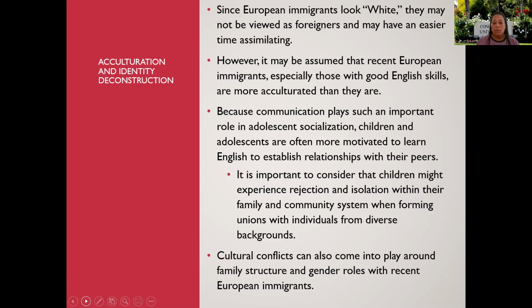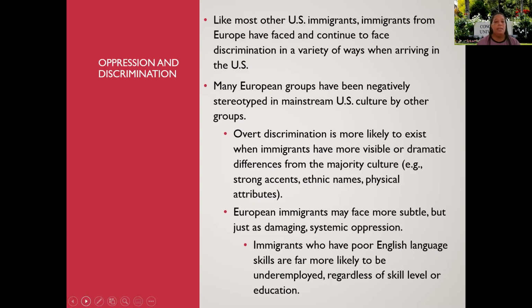Cultural conflicts also come into play around family structure and gender roles with recent European immigrants. Like most other U.S. immigrants, immigrants from Europe have faced and continue to face discrimination in a variety of ways upon arriving in the U.S. Many European groups have been negatively stereotyped in mainstream U.S. culture by other groups. Overt discrimination is more likely to exist when immigrants have more visible or dramatic differences from the majority culture, for example strong accents, ethnic names, and physical attributes.